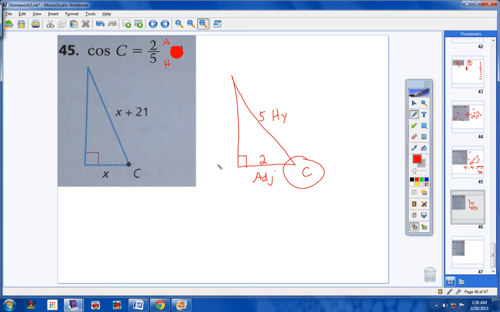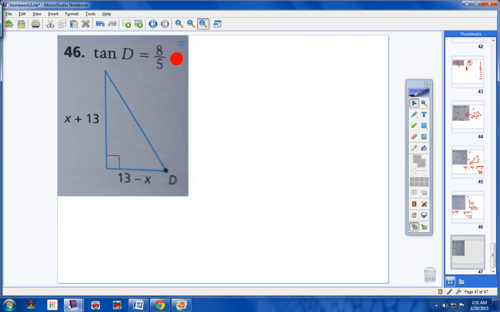Adjacent over hypotenuse. Now, let's set up our trig ratios, our proportion. x changes to 2 as x plus 21 changes to 5. Now let's cross multiply and see how we do on this. x times 5 would be 5x. 2 times x plus 21 would be 2x plus 42. So 2 times x, 2 times 21. Now, bring your 2x over, make it a negative 2x, and you're left with 3x equals 42. Divide both sides by 3, and x equals 14. Alright, 14. Let's see if that's right. Yes, it is.